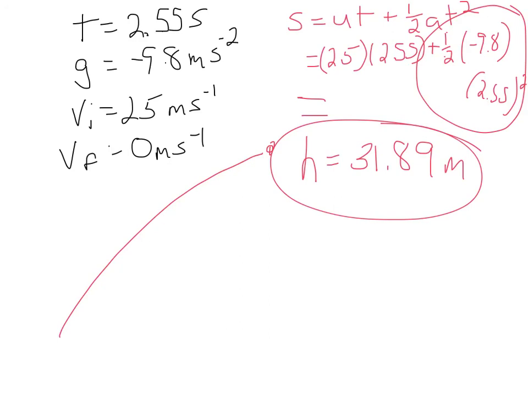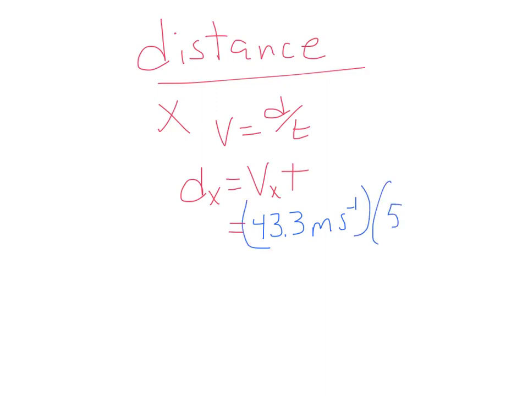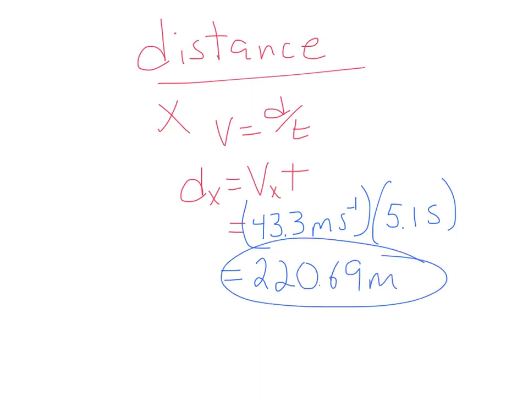Then the last thing that we're going to use all of this information for is to find the distance. The distance it travels is the total x component, or distance in the x direction. Remember we said that our x component of the velocity was uniform, so we can use our only uniform velocity equation, which is v equals d over t. We're going to rearrange this a little bit: d_x equals v_x times t. And way back there, we remember that our x component of the velocity was 43.3 meters per second. Our total time is 5.1 seconds, and this gives us a total distance that the cannonball traveled of 220.69 meters.